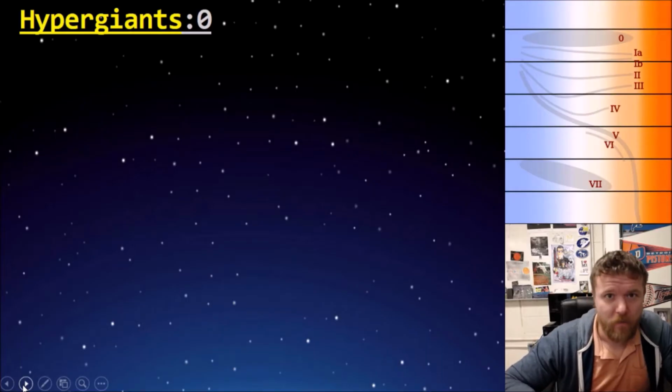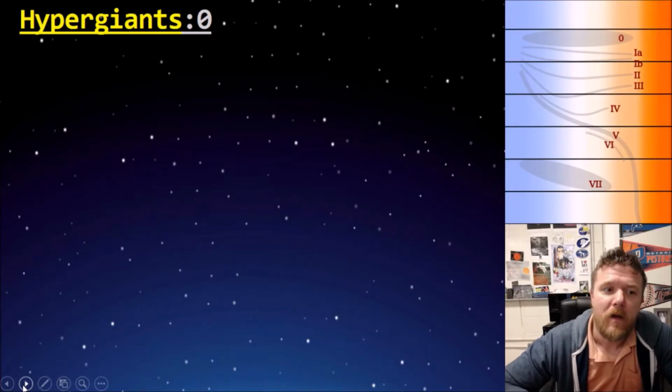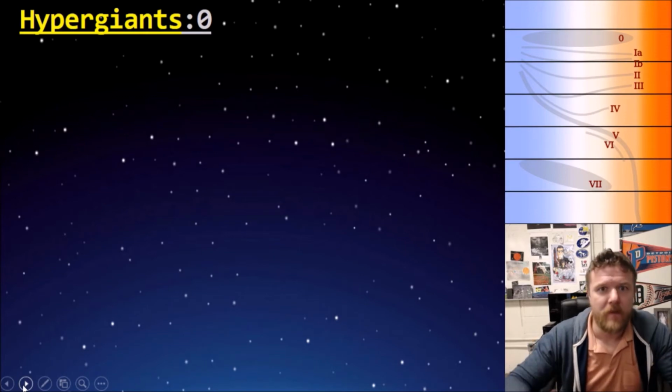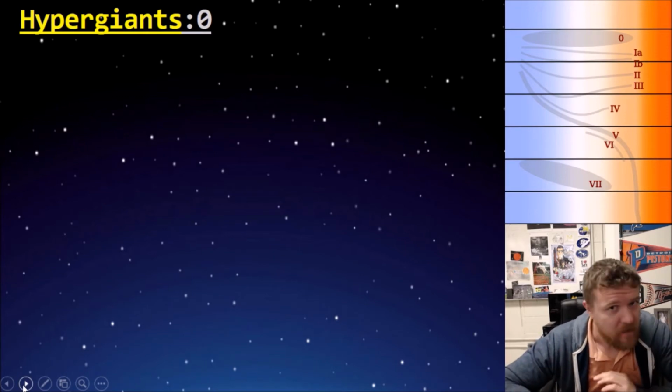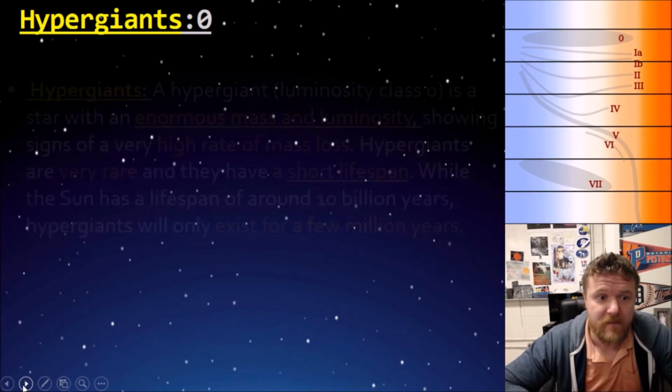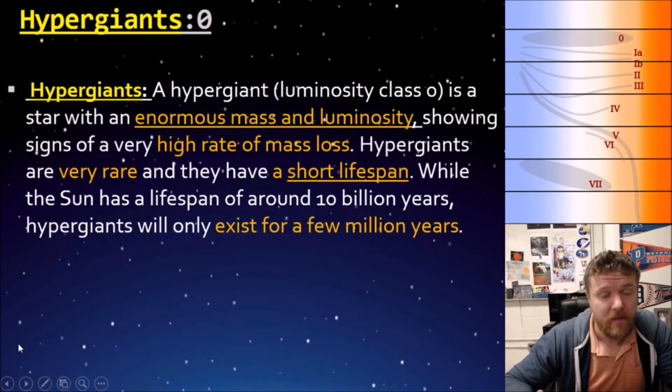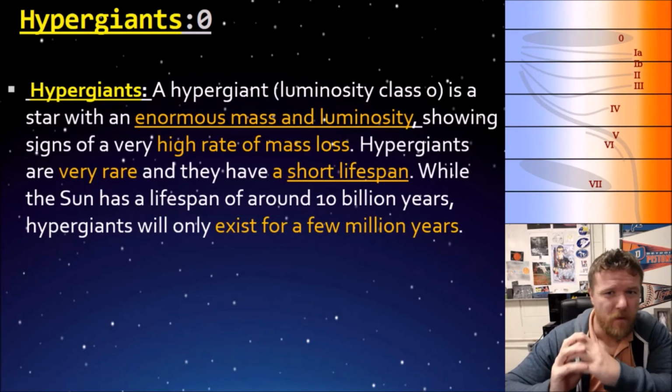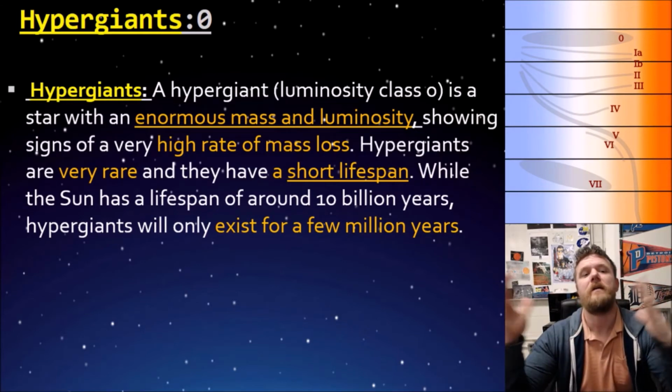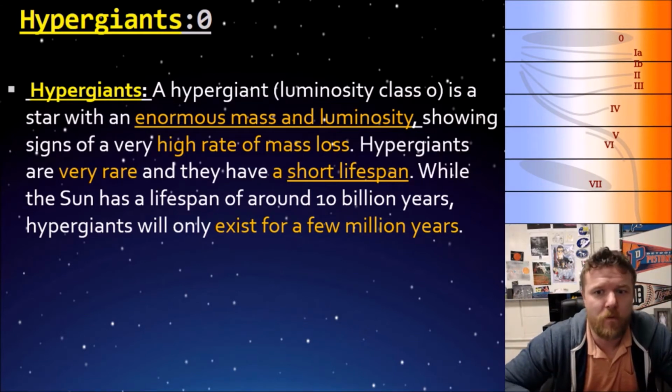Now that we know how we give them the numbers, let's take a look at these. Hypergiants, the biggest of the biggest stars that exist. Hypergiants are the biggest stars. They have a luminosity class of 0, which is technically not a Roman numeral. So the biggest of the big stars, a hypergiant, Roman numeral 0.